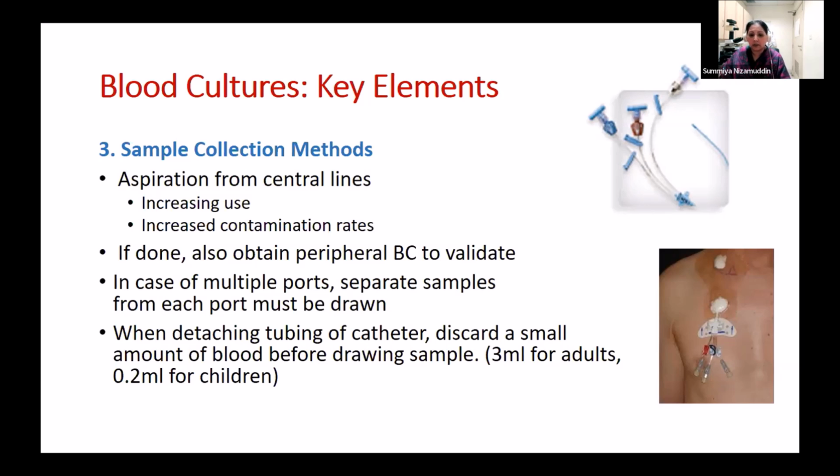And there's another piece of advice that goes along with this. If your patient has a catheter, and once again I re-emphasize the fact that we are not talking about peripheral catheters, we are not talking about the cannulas that patients have, we are talking about central lines and long-term catheters. Once the catheter is detached from its tubing, the hub has to be cleaned with alcohol, and a small amount of blood will be discarded. So 3 ml of blood will be discarded in the case of adults, 0.2 ml for children, and the blood after that is what you will draw to inoculate into the blood culture bottles. Okay.